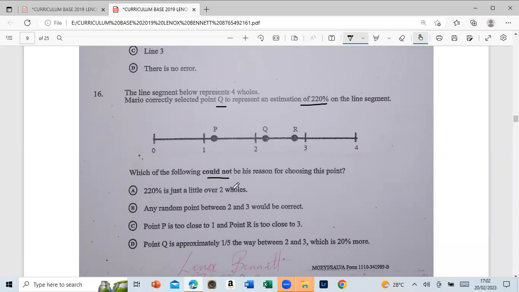220% is a little over 2 wholes, that is true. Any random point between 2 and 3. No, I think that's it. Alright, so let's move on to 17.